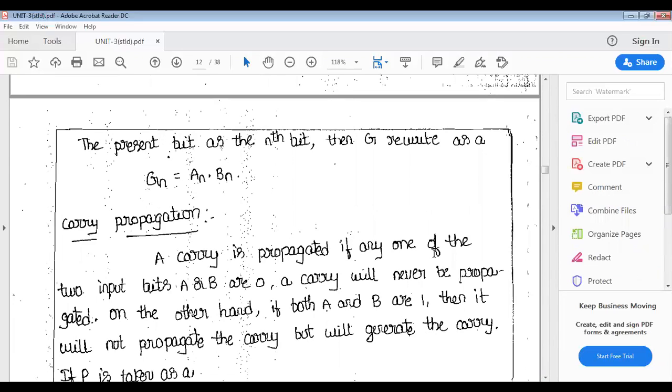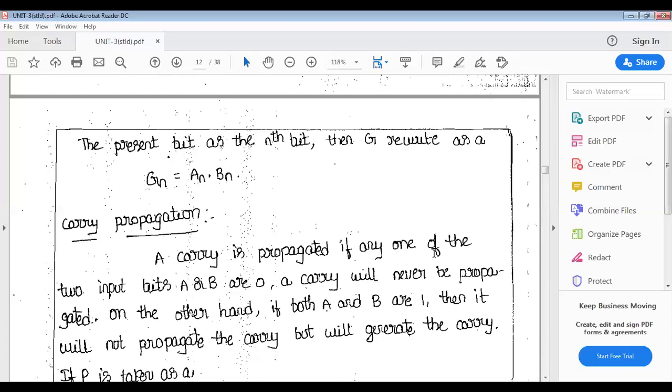Following, my students. So that is the first AND gate output, the carry generate, by taking the two inputs An and Bn. Then carry propagate, that is the output of the exclusive OR gate, Pn. A carry is propagated if any one of the two input bits A or B is zero... a carry will never be propagated. We already discussed that. If any one of the inputs is zero, the carry is not generated.